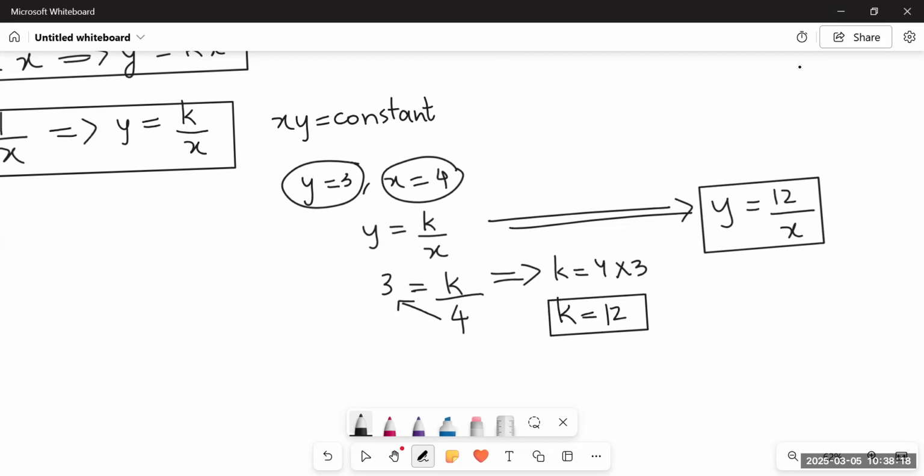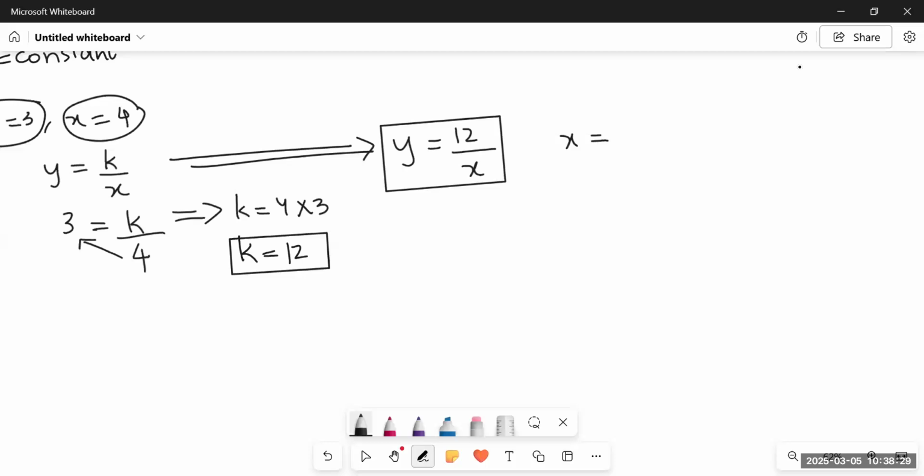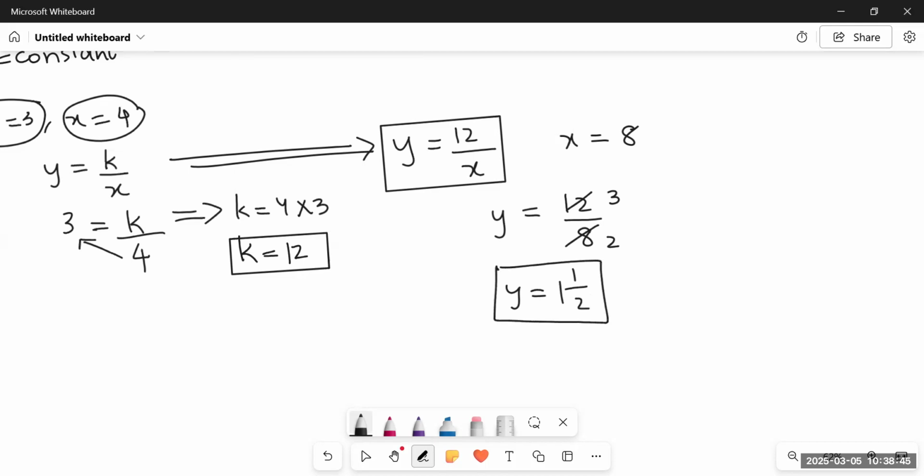So if the value of y is to be found and the value of x is given as 8, like if x equals 8, what would be the value of y? Using the same equation, we can say that y equals 12 upon 8, right? Where 4 2s are 8, 4 3s are 12. So 3 upon 2 equals 1 whole 1 upon 2, or you can say 1.5. So if x equals 8, y would be 1 whole 1 upon 2, or y equals 1.5, right?